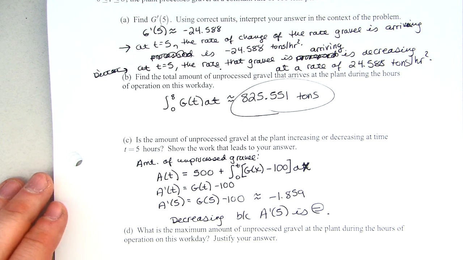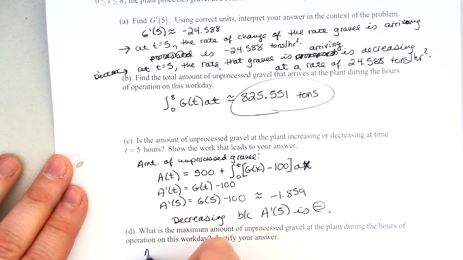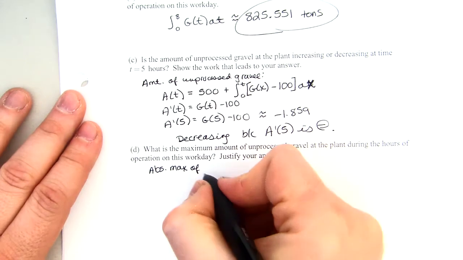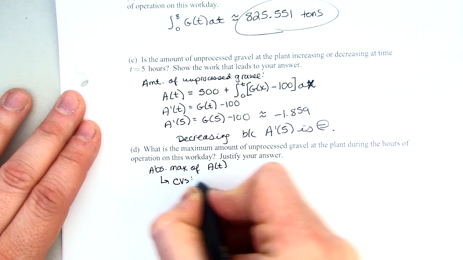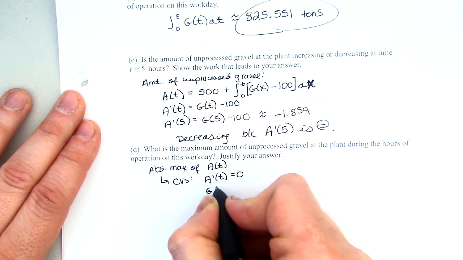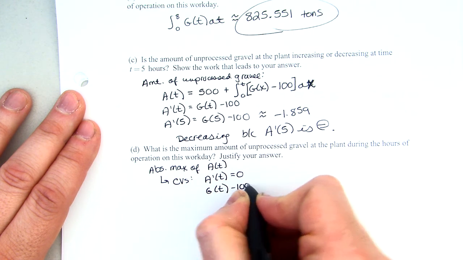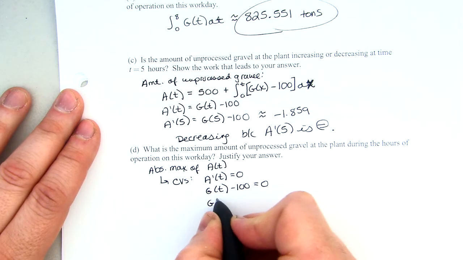Maximum. What do I want? Cantor stress. It's going to be an absolute maximum because it's over that interval for the day between time 0 and time 8. Okay, so I want to find the absolute max. Absolute max of A of t. I first need to find my critical values, which is where A prime of t equals 0, which is where g of t minus 100 equals 0, or where g of t equals 100.